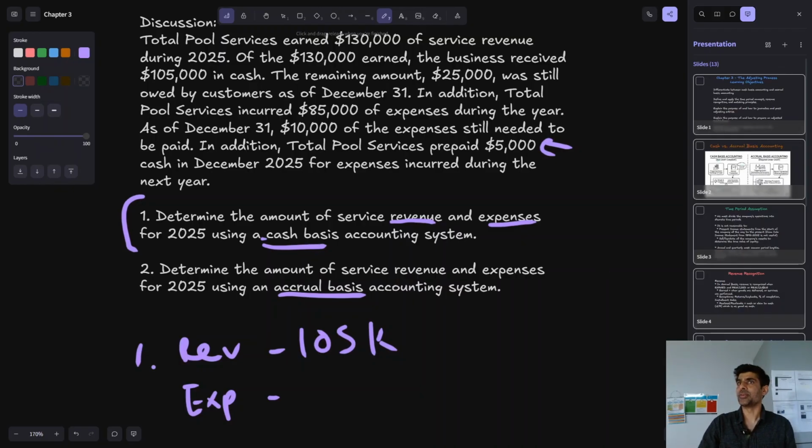Who thinks yes? Who wants to advocate for yes? I agree. Yes, you do count it. Even though it's for a future expense, under the cash basis, the cash went out the door, so we're going to expense it right at that moment. You had actual expenses of 85,000, but you only paid 75,000 in cash. So I agree that 75,000 is included, but we also have to add this 5,000. Okay, so the total is 80.